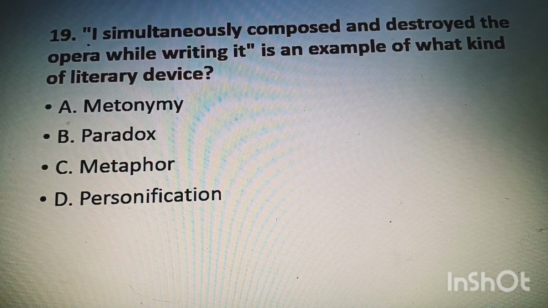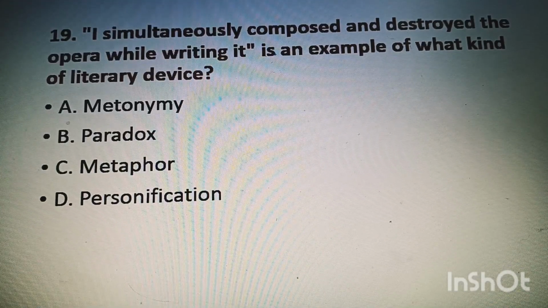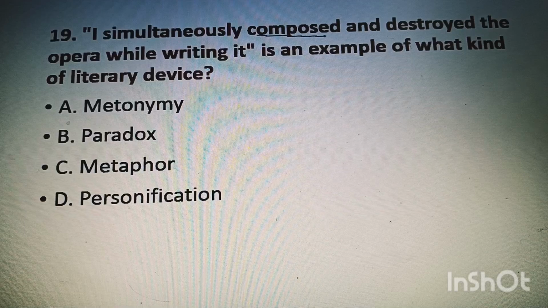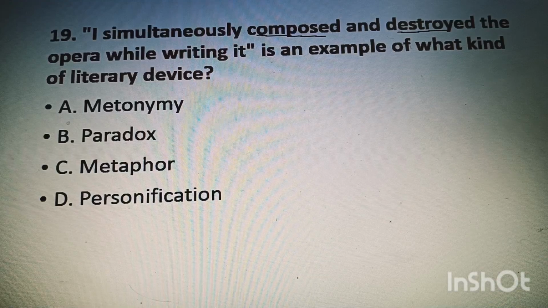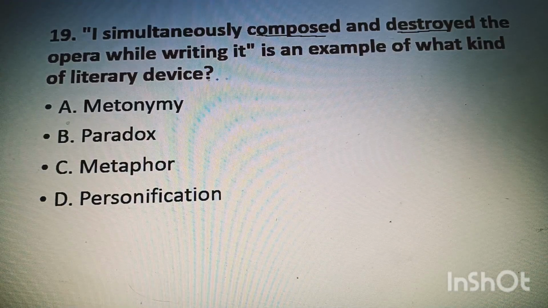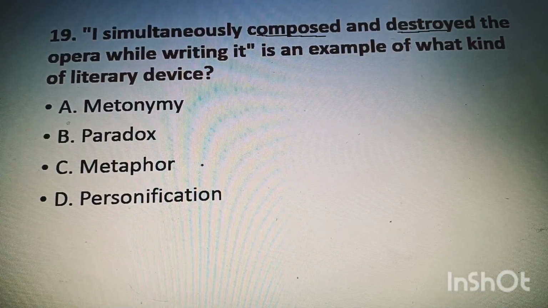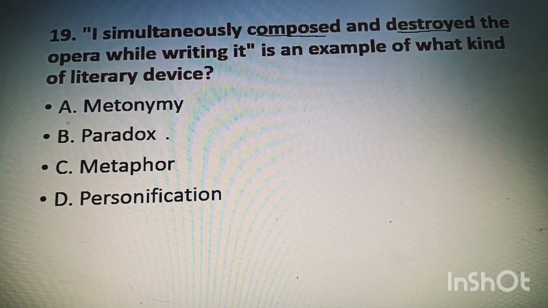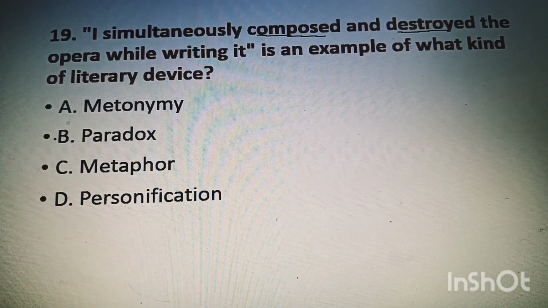Question number 19. I simultaneously composed and destroyed the opera while writing it. See, composed and destroyed, both are opposite to each other. This is an example of what kind of literary device? So, oxymoron is not there. Poetic device like oxymoron, antithesis or paradox. Paradox means Virodhabhas.